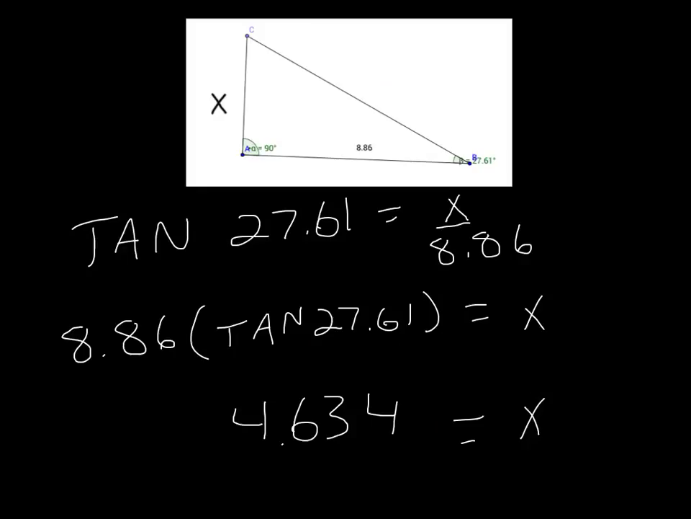4.634. Now, your double check is that that side, 4 point something, that's the small side. And the small side is always across from the smallest angle. Just like the longest side, your hypotenuse, is always across from your largest angle.